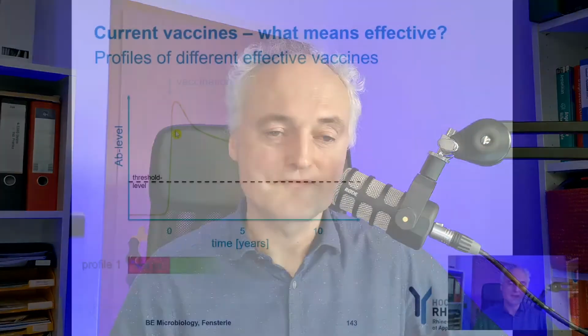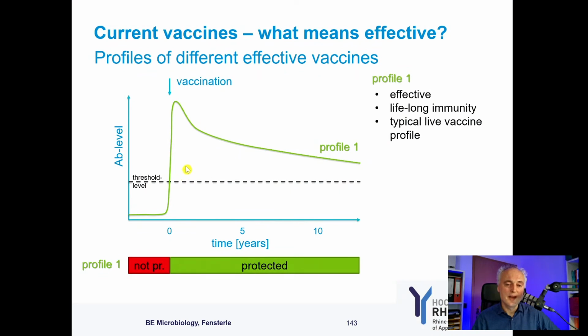So what does an effective vaccine look like? We have here an example of a vaccine which is perfect. As we discussed, we need a certain antibody level in order to protect. And if this antibody level is high enough, people are protected. As soon as it's lower than this threshold level, you're no longer protected. So with an ideal vaccine, you vaccinate once and then you have lifelong immunity.